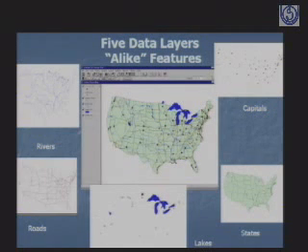For example, this is a USA map. These are 5 separate maps. These are rivers. These are roads. These are states. These are capitals and these are lakes. If we put all of this on one map, these 5 data layers and alike features.